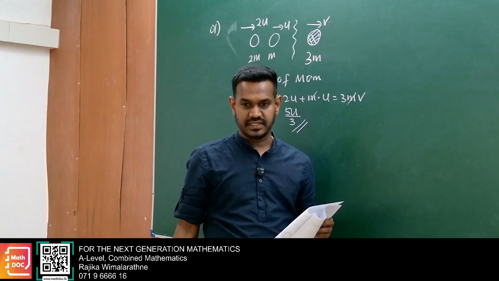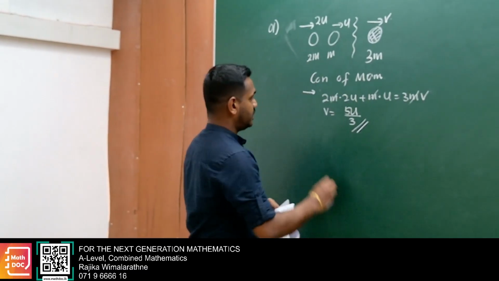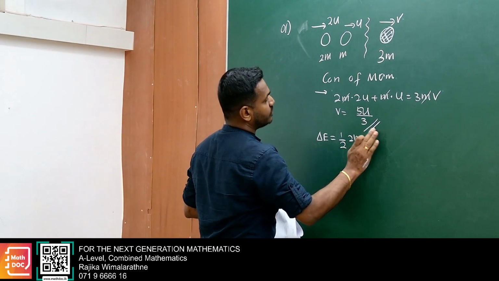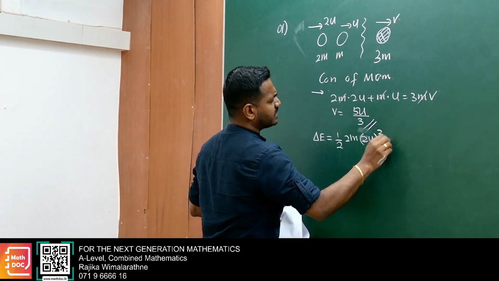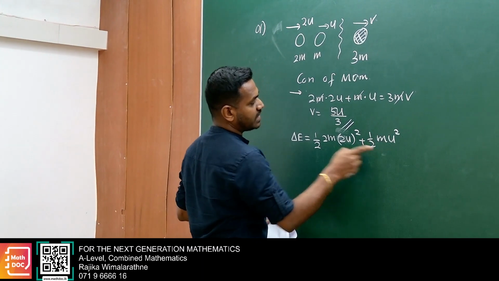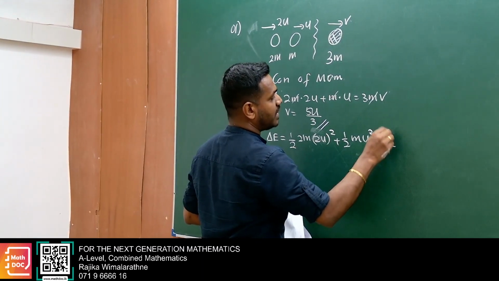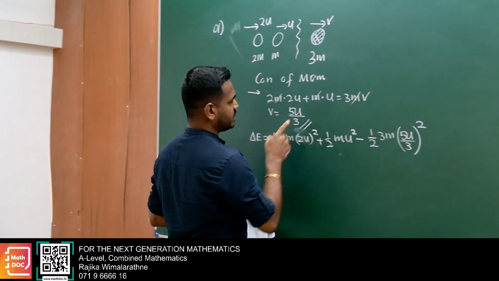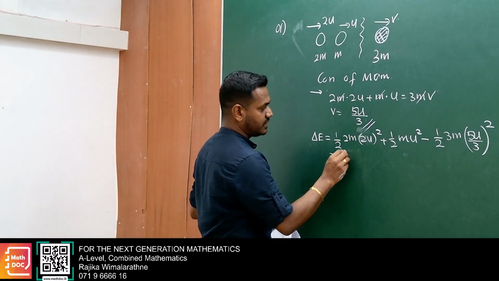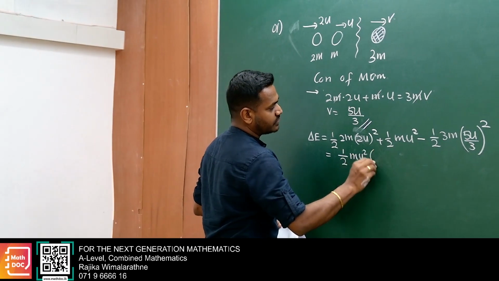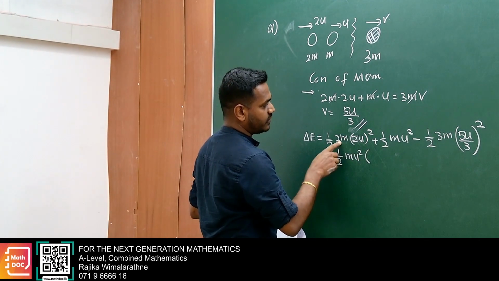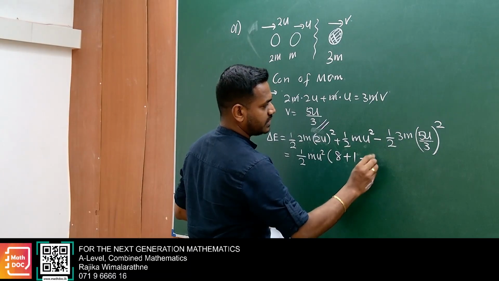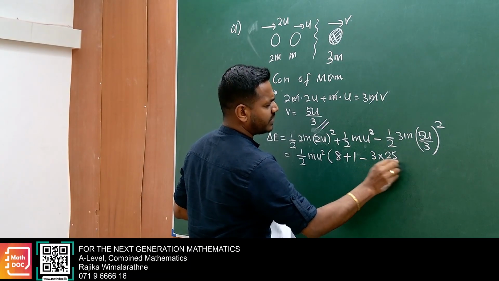Find the energy loss due to this collision. Energy loss delta E: initial energy is half times 2m times (2u) squared, plus half m u squared, minus final kinetic energy, half times 3m times (5u over 3) squared. Now you can simplify this. Take 1 over 2 m u squared outside: 4 plus 1, 5, minus 25 over 9.